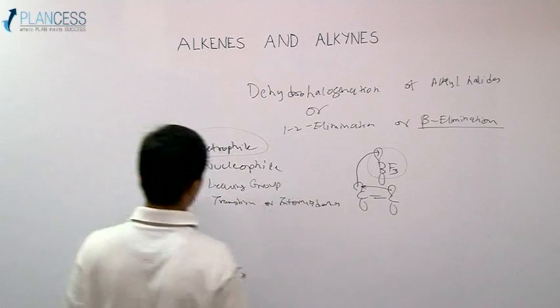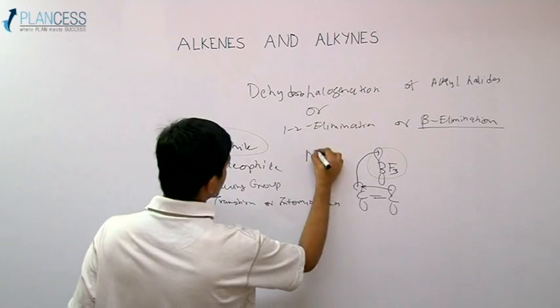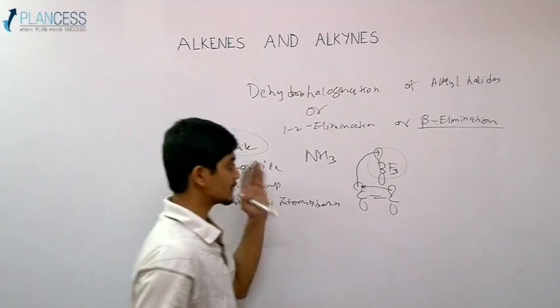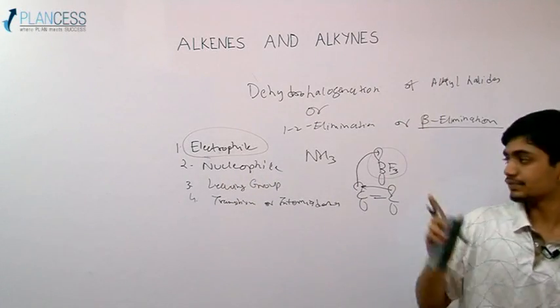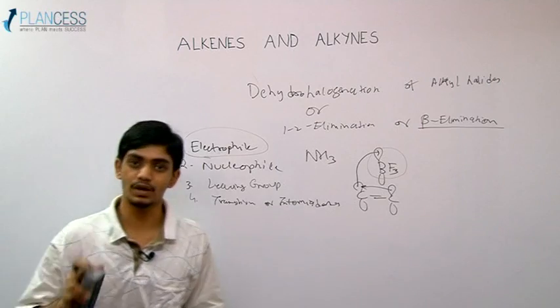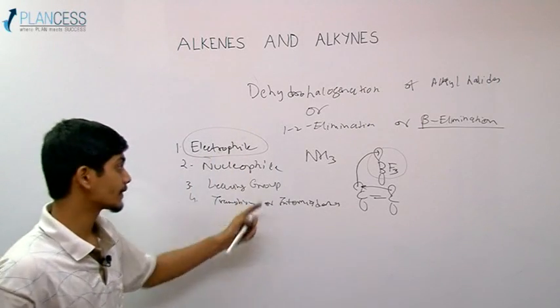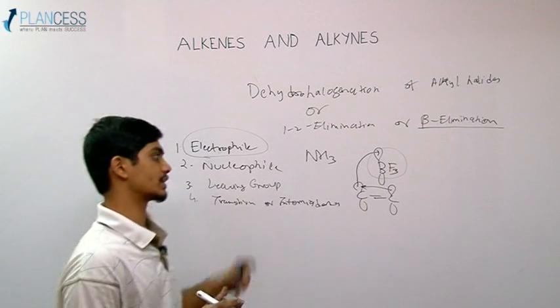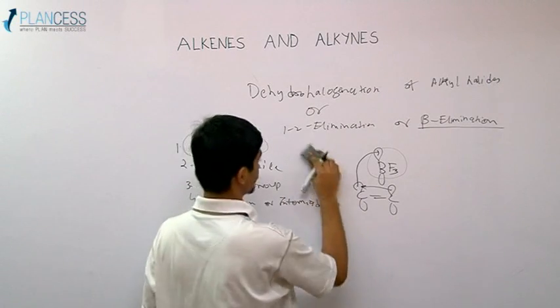Other examples of electrophile. Can you tell me whether this is an electrophile? No, this is not an electrophile. Although there are only 6 bonds, there is a lone pair of electrons and there is no empty orbital. So hence this cannot accept any electrons from anywhere, so this is not an electrophile.